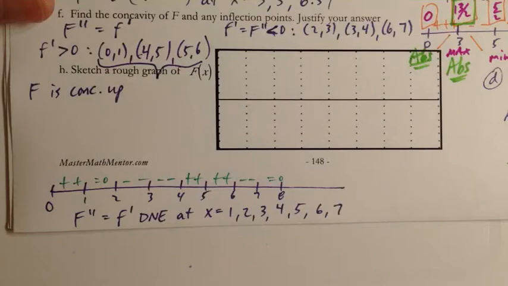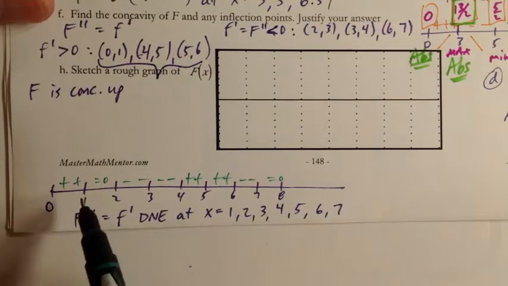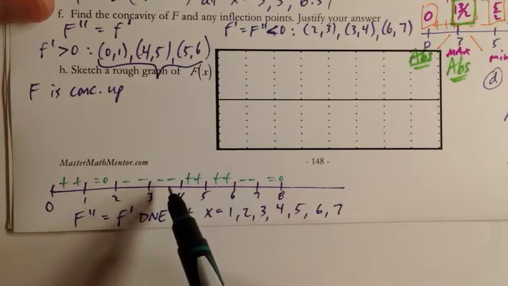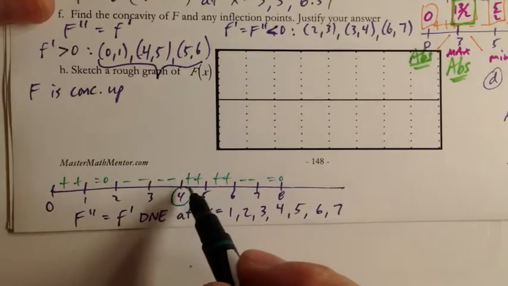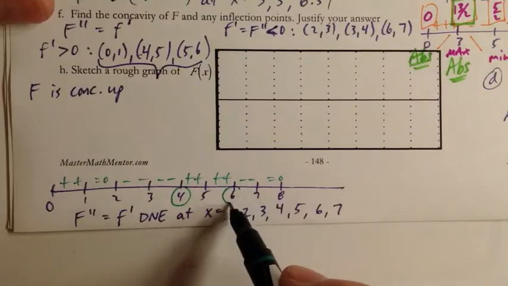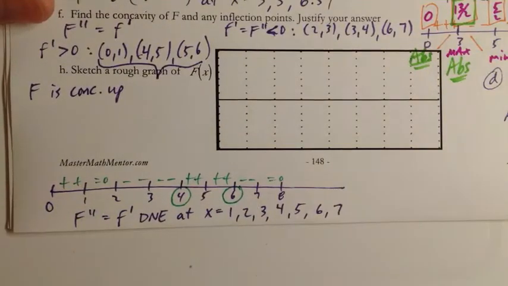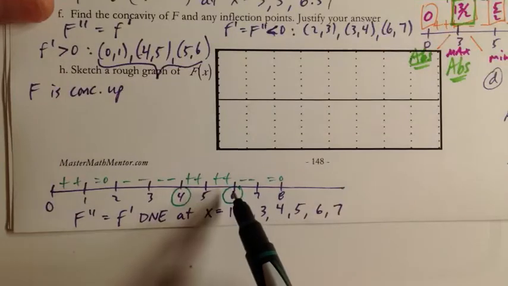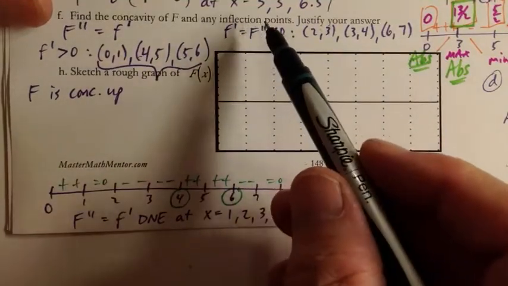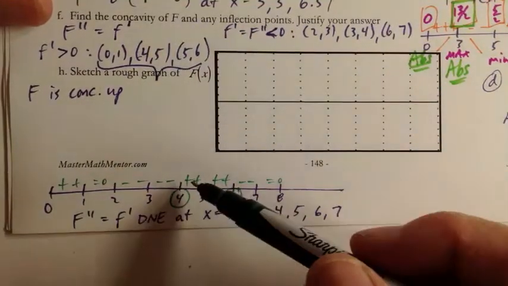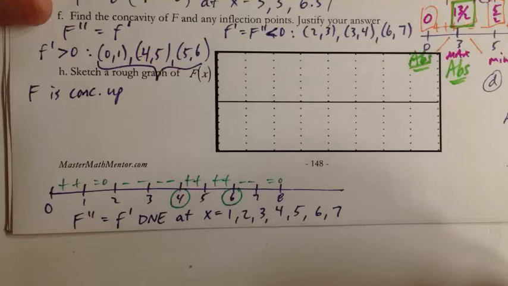So we would have inflection points when we change from concave up to concave down, or in other words, when f double prime changes from negative to positive, right there, or from positive to negative, right there. So when x is equal to 4 and when x is equal to 6, capital F has inflection points.